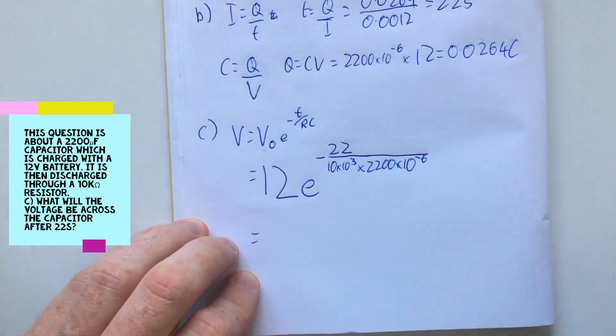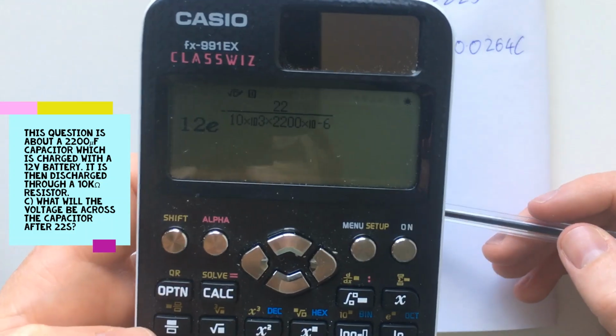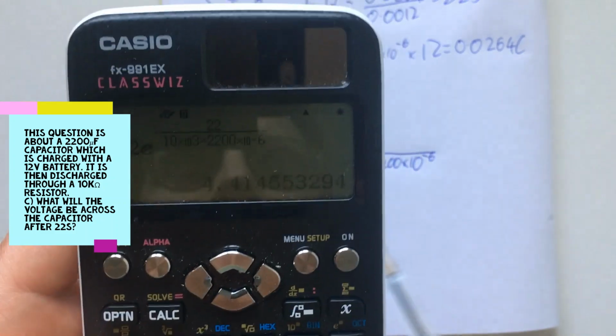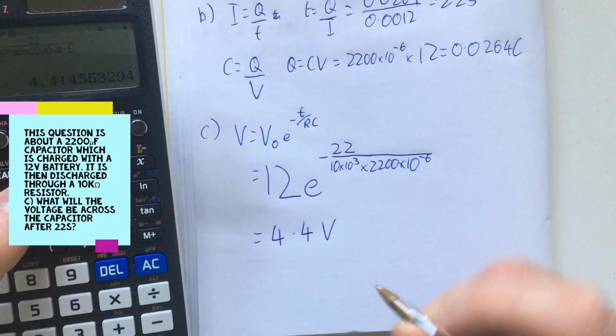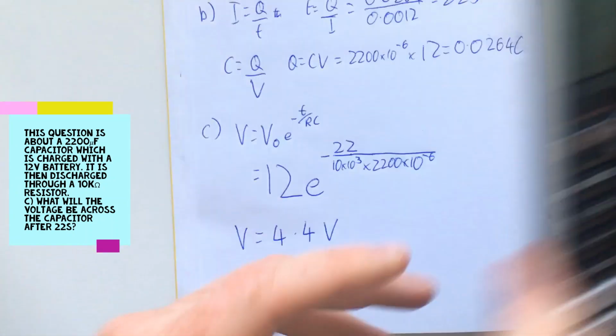And I plug that all into my calculator. So that in my calculator would look something like that. You can see there I've got all of the terms nice and laid out. And that gives me 4.4 volts. So after 22 seconds, the voltage would be 4.4 volts.